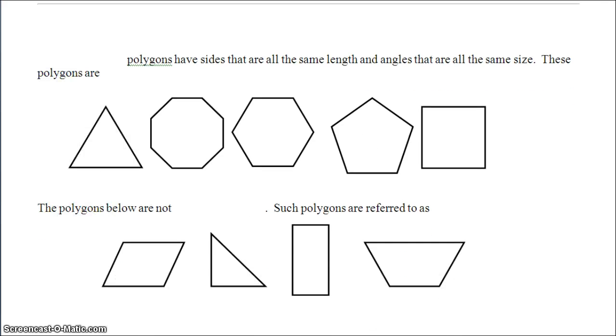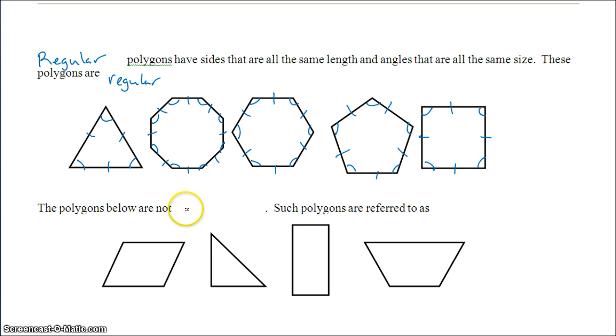A third way to classify polygons is based on whether those polygons are regular or not. A regular polygon has all sides the same length. But in addition to having all sides the same length, all the angles are also the same. So each of these polygons are regular because all of their angles are the same and all of their sides are the same.